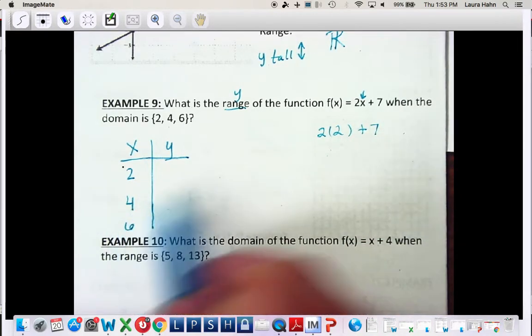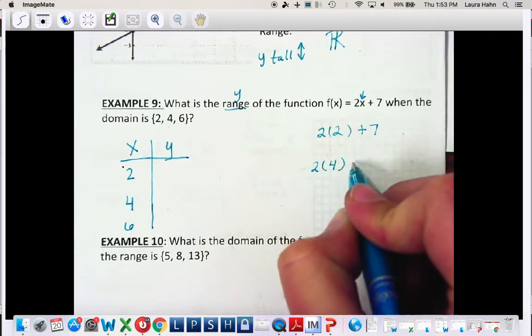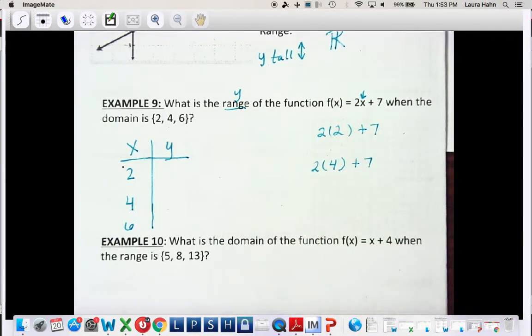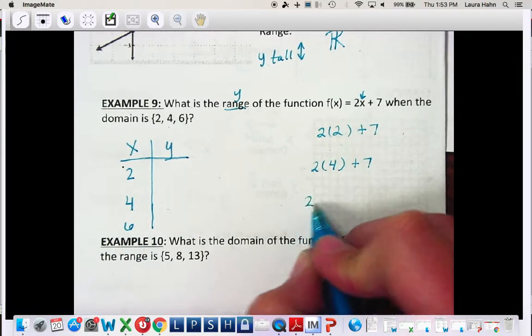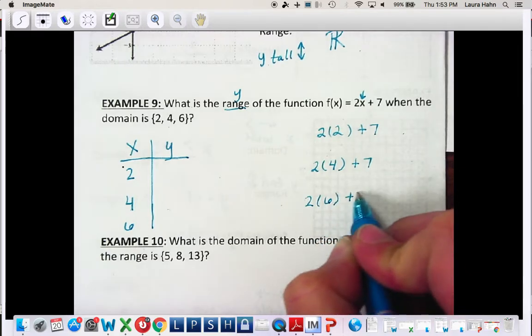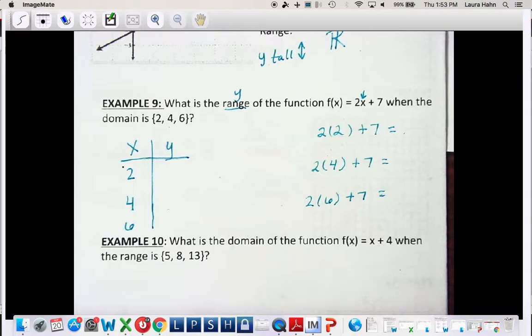Then I need to plug in 4 for x. So 2 times 4 plus 7. Then I'm going to have to plug in my 6. 2 times 6 plus 7. Go ahead and calculate those for me and get those filled into the table, please.